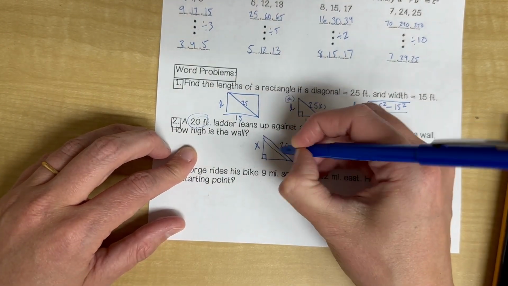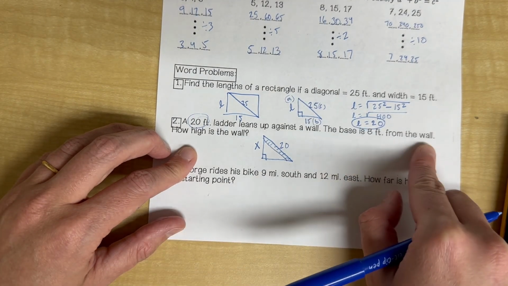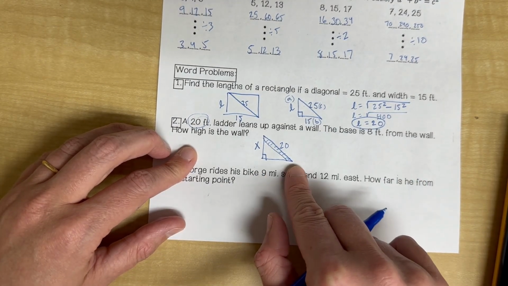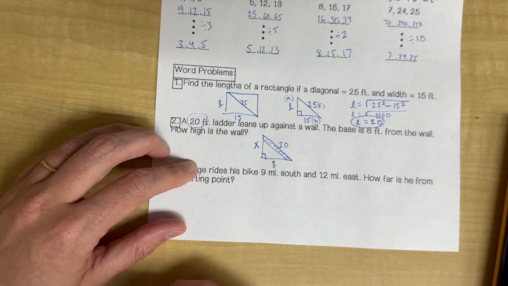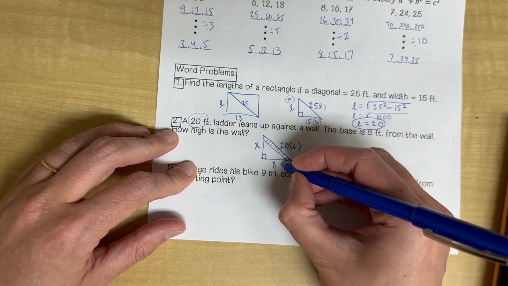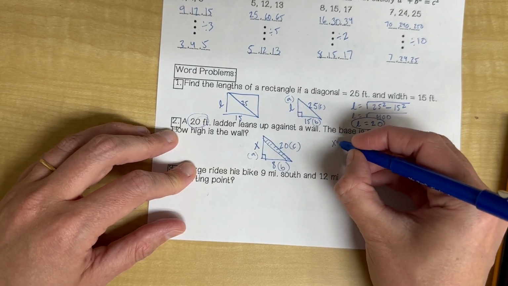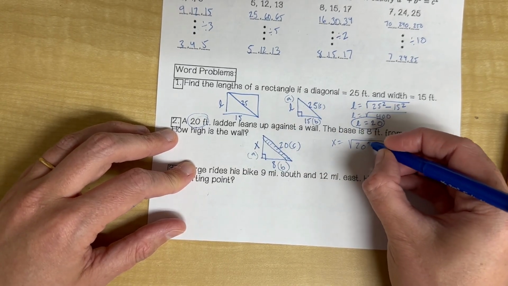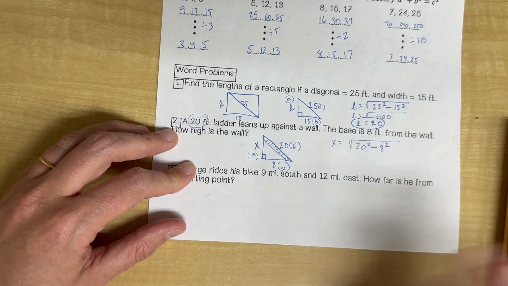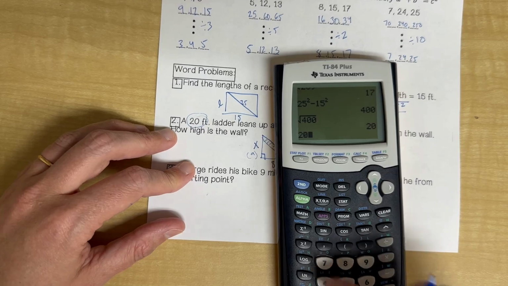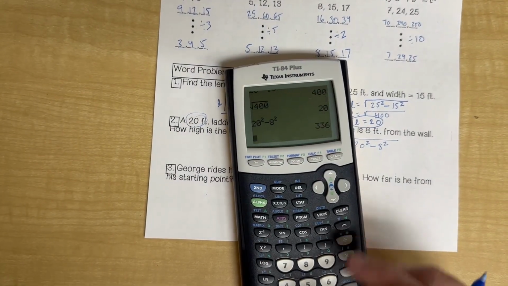If you need to draw a ladder, you can. The base is 8 feet from the wall. Base just means the floor. So the ladder is 8 feet on the floor from the wall. So how high is it? What do we have? We have C, and we have a leg. The leg we know is always B. So we're solving for A. How do you solve for A? You take the hypotenuse, minus the leg you know. 20 squared minus 8 squared is 336.